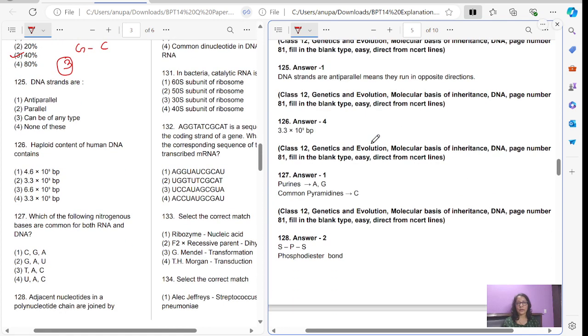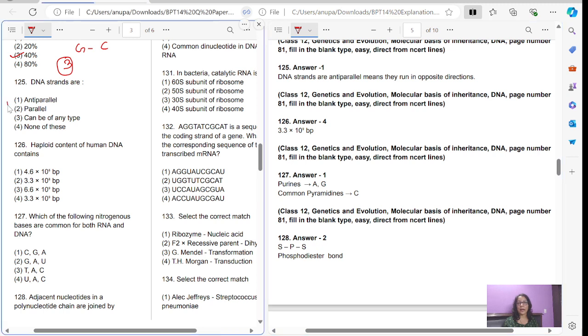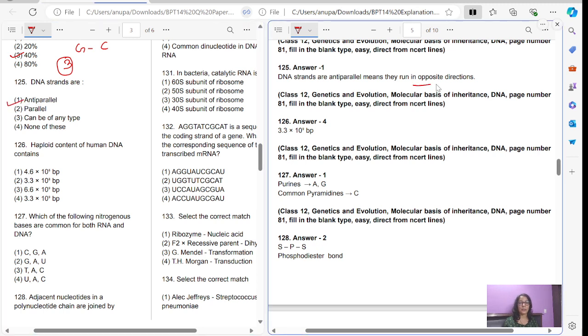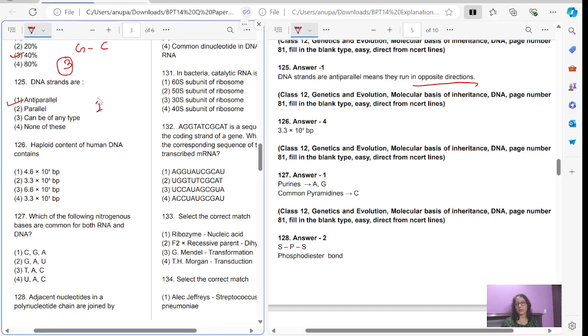Now let's move to the next question, question number 125. It states that DNA strands are... It is well known that DNA strands are anti-parallel. It means they run in opposite directions. So the answer for this question will be option number 1.